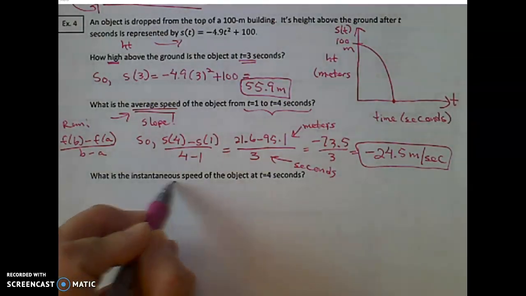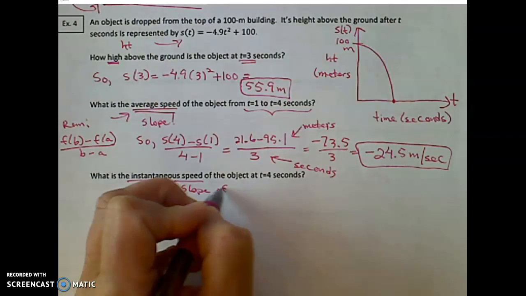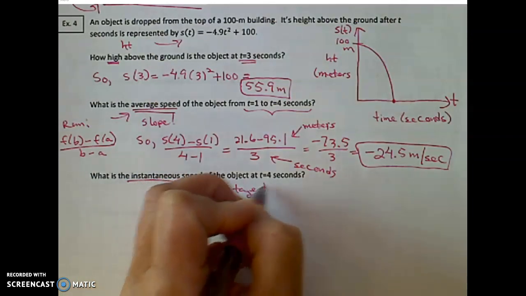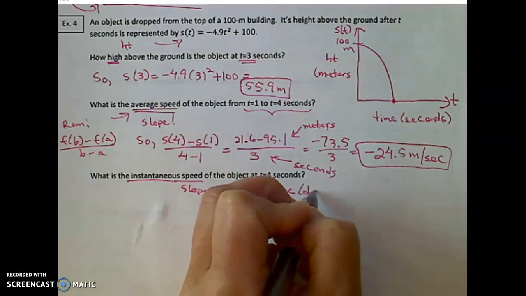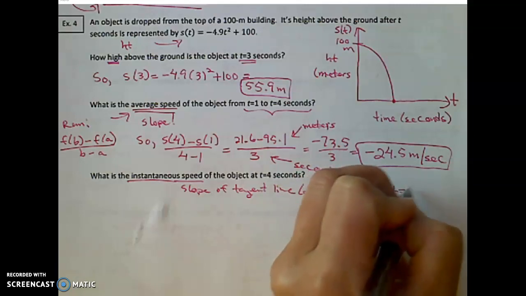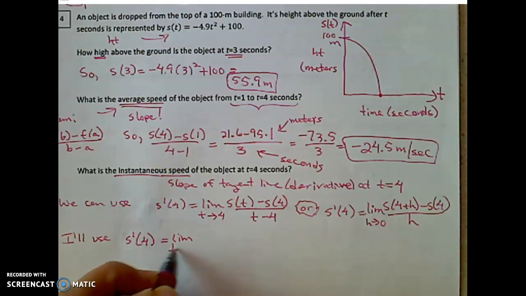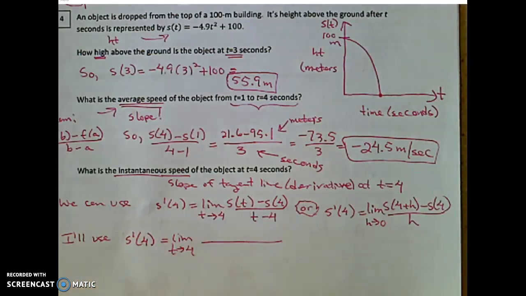Now let's think about how we can find the instantaneous speed, or the slope of the tangent line, which is the derivative at t equals 4. Pause for a second and think about how you would find the derivative. Ladies and gents, we now have choices. To find a derivative, we can use s prime of 4 is the limit as t approaches 4 from earlier, or we can find s prime of 4 is the limit as h approaches 0 of the difference quotient. I'm going to choose the first one, the limit as t approaches 4, and plug into that slope formula.